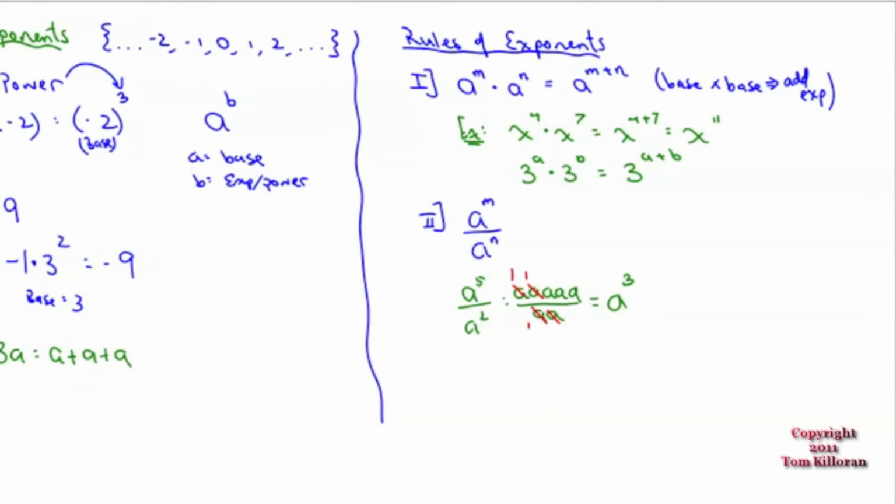So if you have 3a, it's a plus a plus a. If you have a cubed, it's a times a times a. So you try to keep those two straight. All right. So what happened to the 5 and the 2 to give you a 3? Subtraction. So the rule is, if you have a base divided by a base with exponents, you keep the base, and you take the exponents and you subtract them. Don't cancel the a's. I've seen people go, oh, a divided by a is 0. A divided by a is 1, and the answer, therefore, is always going to be 1, which doesn't make any sense.